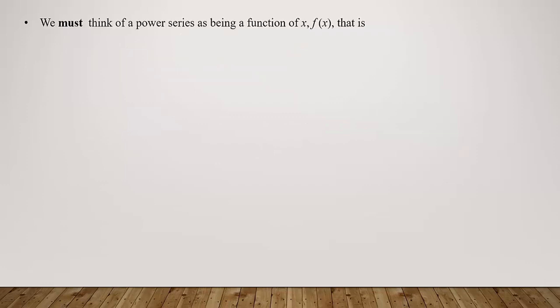Folks, it's dreadfully important. You must think of a power series as being a function of x, f of x. You have to think of a power series as being a function of x. I mean, I'll write it down that way. Think of f of x equals the series n equals 0 to infinity a sub n x to the n, or f of x equals the series n equals 0 to infinity a sub n times x minus c to the n. We have to start thinking of these power series this way, since when we wrote them out term by term, we did see x appearing quite often.